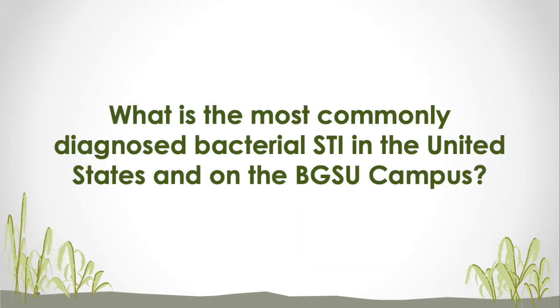Our next question would be, what is the most commonly diagnosed bacterial STI in the United States? And what is the most commonly diagnosed bacterial STI on BGSU's campus? So in 2017, a total of 1.7 million cases of chlamydia infections were reported to the CDC. And then in 2018, 2% of BGSU students reported testing positive for chlamydia in the last 12 months. However, this number could potentially be higher because of people not tested as well.